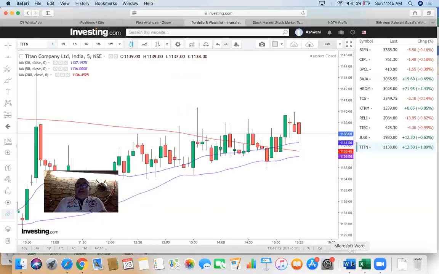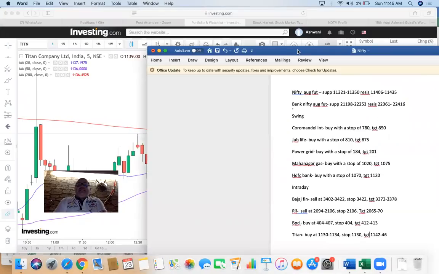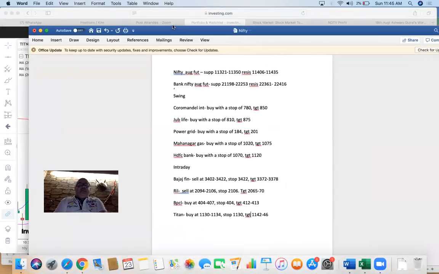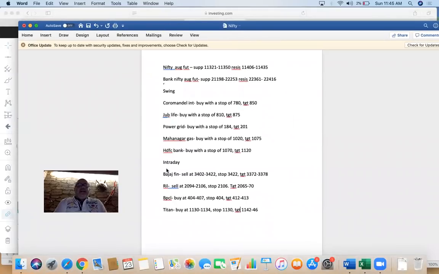Okay. Now these are levels on an intraday basis that I have used a Camarilla calculator to get. Camarilla will obviously give you two levels. So you have to decide which stocks you will take bullish positions on and which stocks you will take bearish positions on.